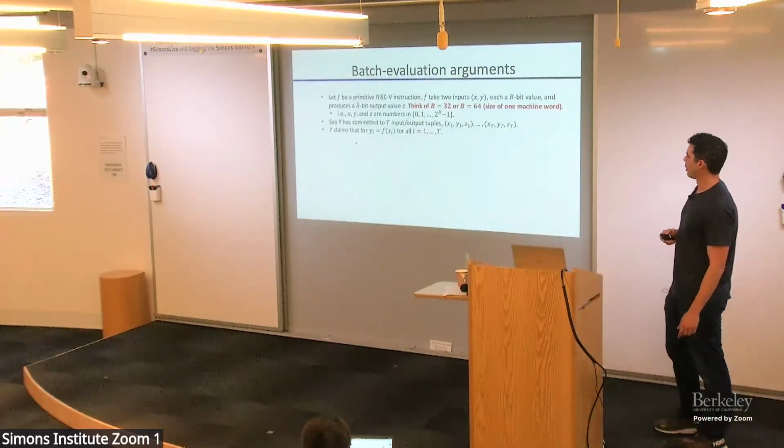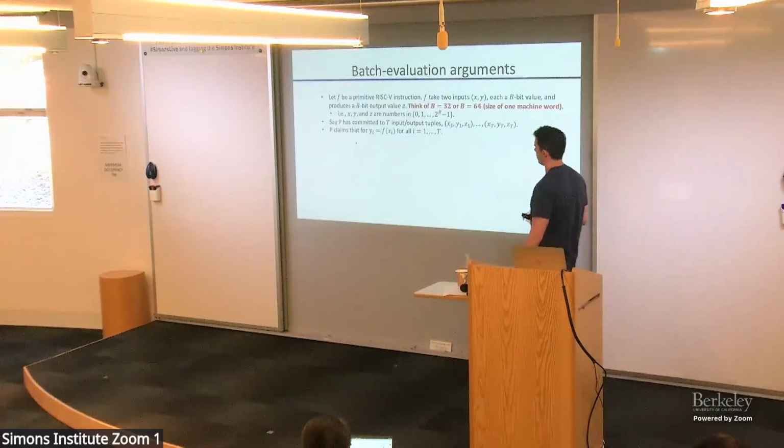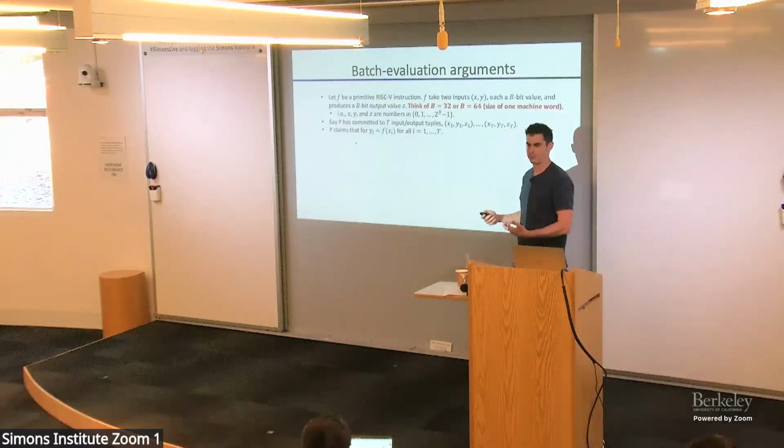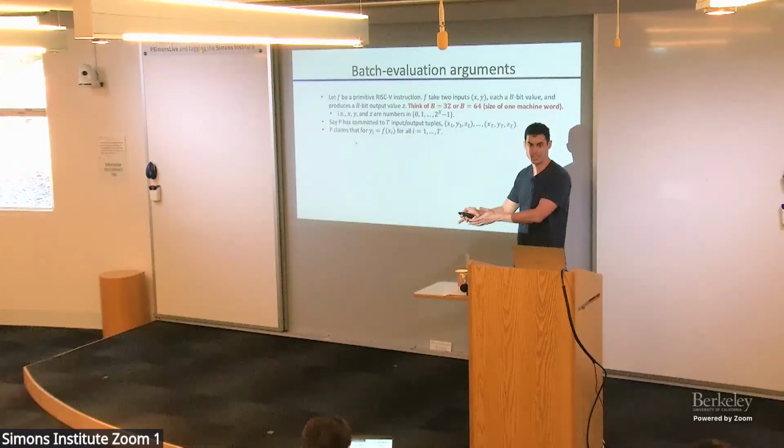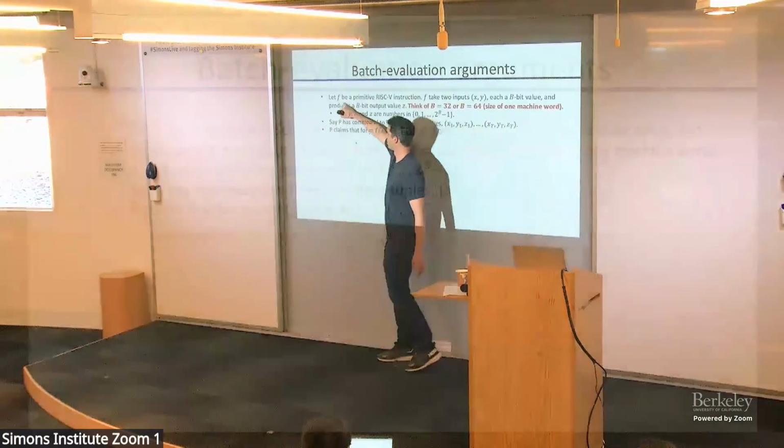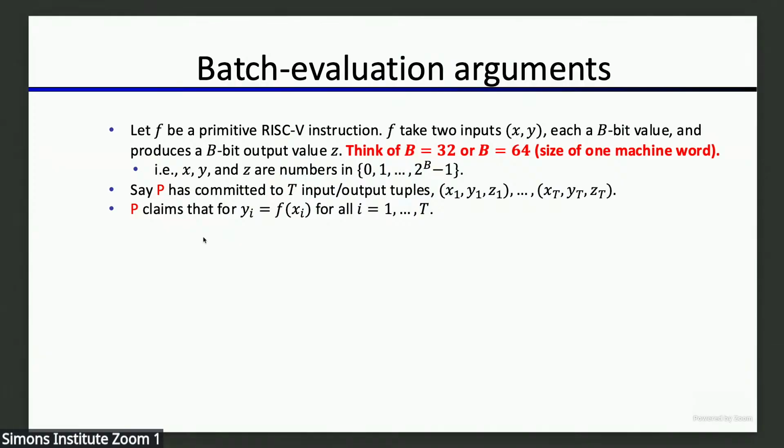Okay, so batch evaluation. Again, we talked about this notion in the morning, but in the context of NP; here it's P. So we have a simple function F. In a ZKVM context, this would be a primitive instruction for the VM. This is something your computer does in one cycle. It takes two inputs, both B-bit values, in practice like 32 bits or 64 bits. And we just want to evaluate the simple function on T different inputs.